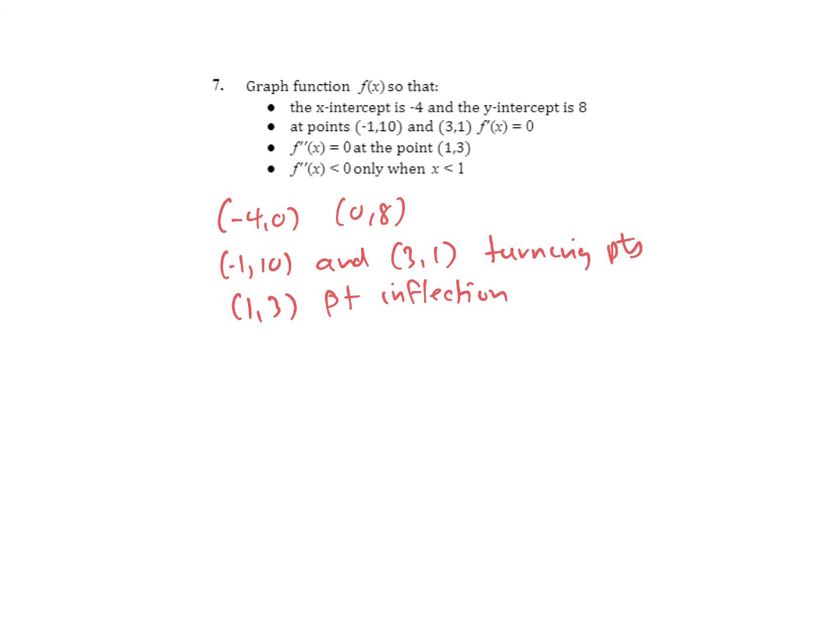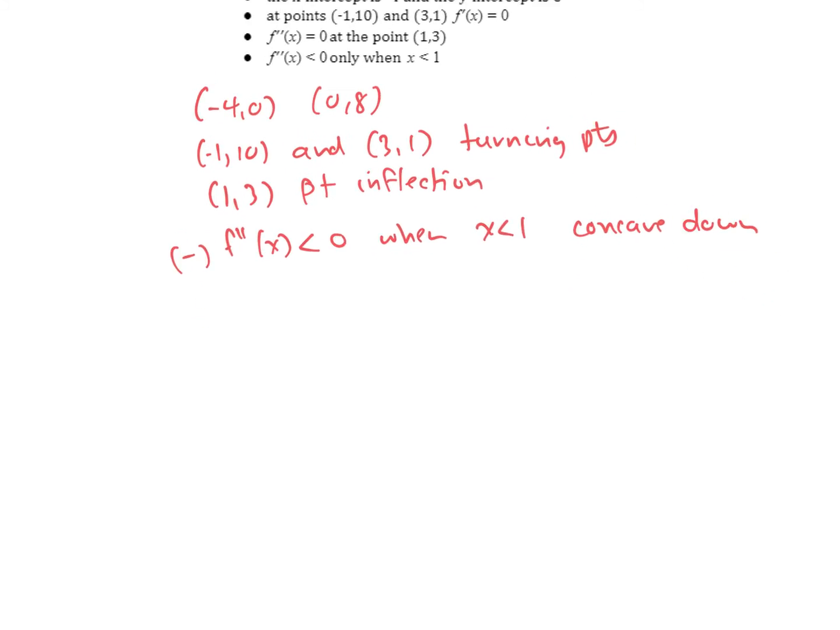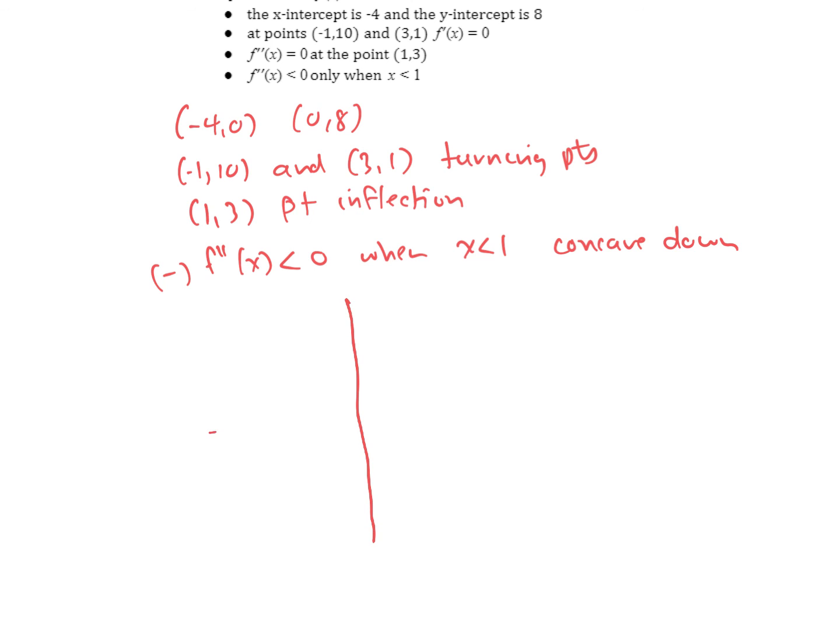And then f double prime of x, or the second derivative, is negative when x is less than 1. So when the second derivative is negative, that means that it's concave down. Okay, so let's see if we can sketch this. So what do we have here? We have an x-intercept at -4. We have a y-intercept at 8.